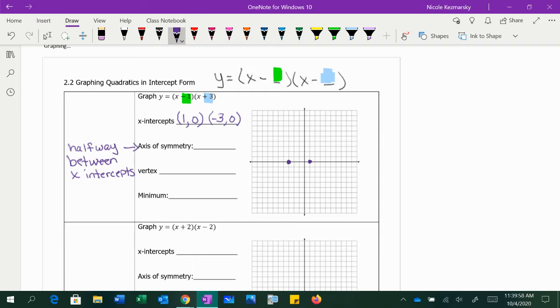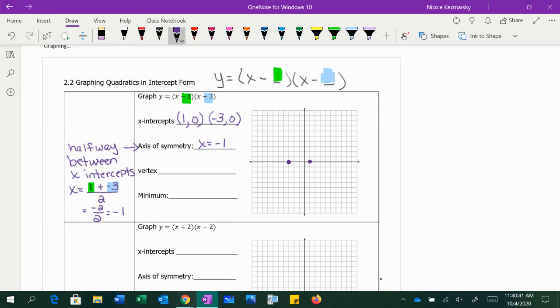So for the axis of symmetry, I'm going to say x equals, and I'm going to take my two x-intercepts, 1 and -3, add them together, and divide by 2. So what I'm doing is taking green plus blue divided by 2, which is kind of cute because it rhymes. So 1 plus -3 is -2, and that gets divided by 2. And -2 divided by 2 is -1. Since this is a line, I'm going to get x equals -1.